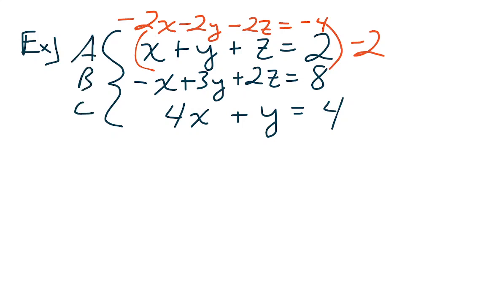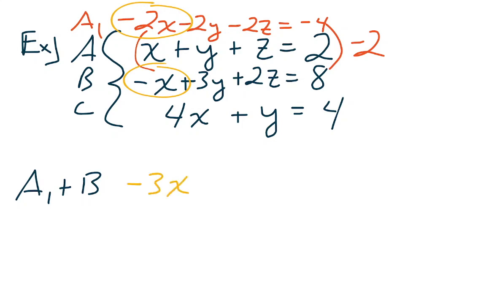I should have labeled these equations, so we can label this one as A1. Now what we're going to do is add A1 plus B. Now remember, the reason we're doing that is because these z's are going to cancel. And when they cancel, I'm going to have something really nice. I'm going to have just x. I'm actually going to have -3x. I'm going to have just y. Actually, I am going to just have y when you add those.